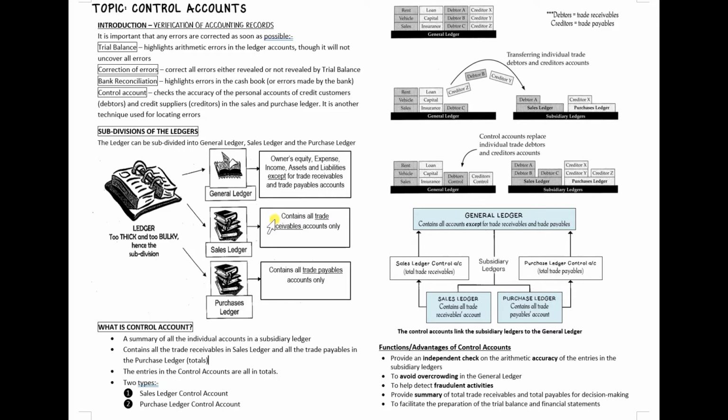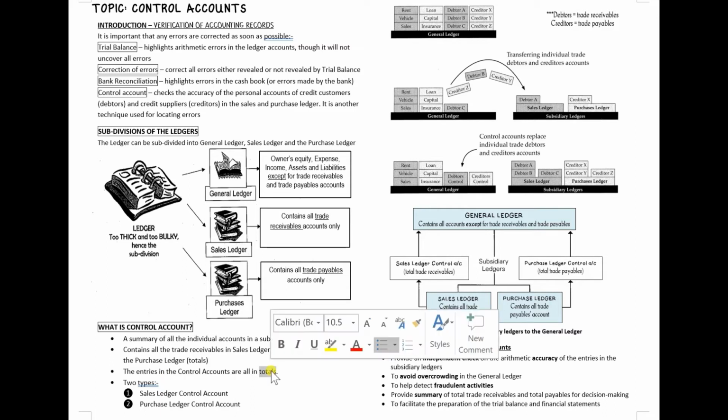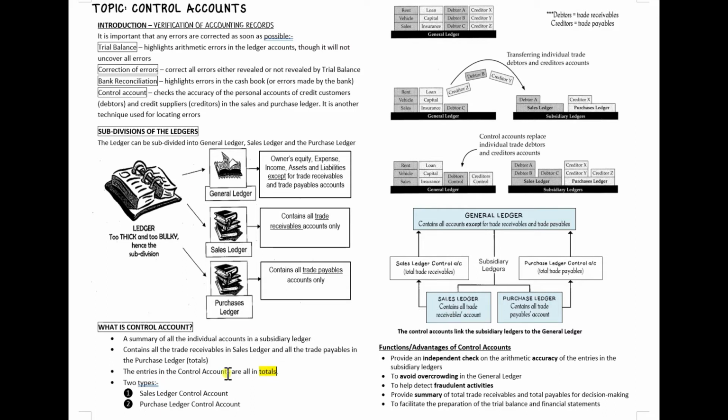So this one, we will have a control account which will record only the totals of all these many small trade receivables accounts added up. So the entries in the control account are in totals, as I already mentioned. And the two types are the sales ledger control account and the purchase ledger control account, okay? Now, sales ledger control account will be recording the total of the trade receivables, whereas the purchase ledger control account will record the total of the trade payables, okay?